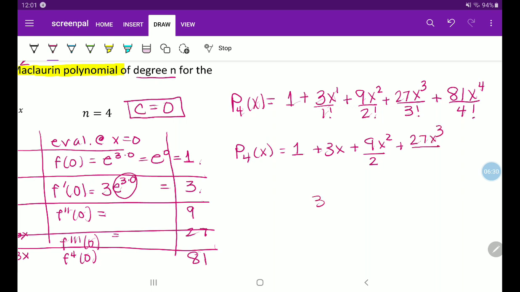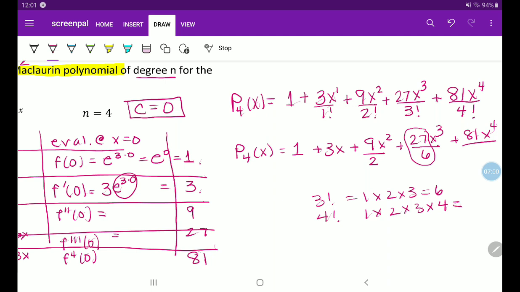Three factorial is 1 times 2 times 3, so that's going to give me a 6. I'm going to be able to reduce this in just a moment. I think I'll go ahead and just write these first and then reduce. Again, my thing is not erasing, so we'll just have to make do. And on to the last one, we have our 81, x to the fourth, and you have your 4 factorial, which is your 1 times 2 times 3 times 4.